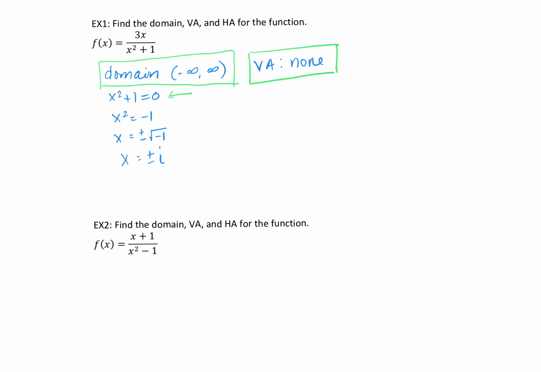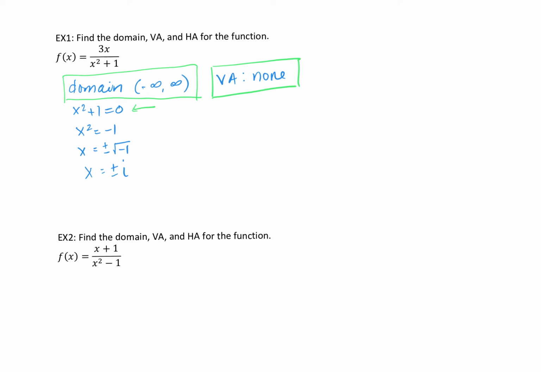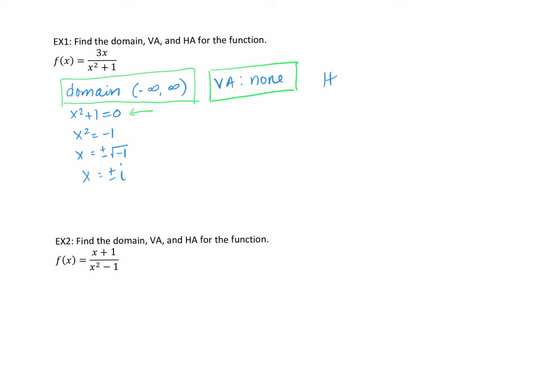Okay, what about horizontal? If I look at my horizontal asymptote, here I'm going to replace f of x with y just because I like it. What we're doing is we're going to divide by the variable of highest exponent. In this case, it's x squared. So I'm going to have 3x over x squared, divided by x squared over x squared plus 1 over x squared.